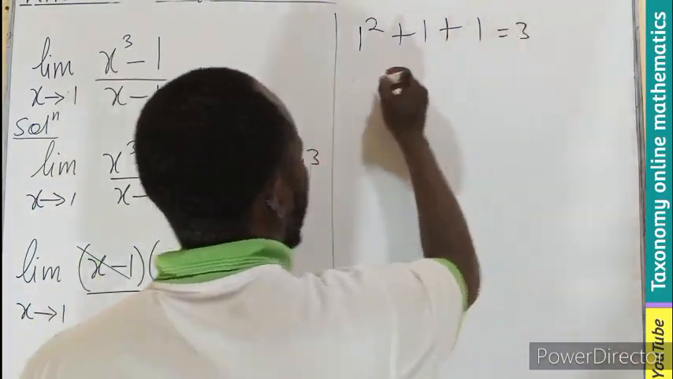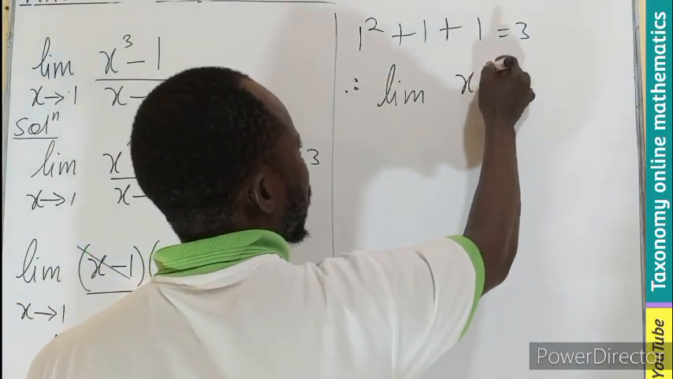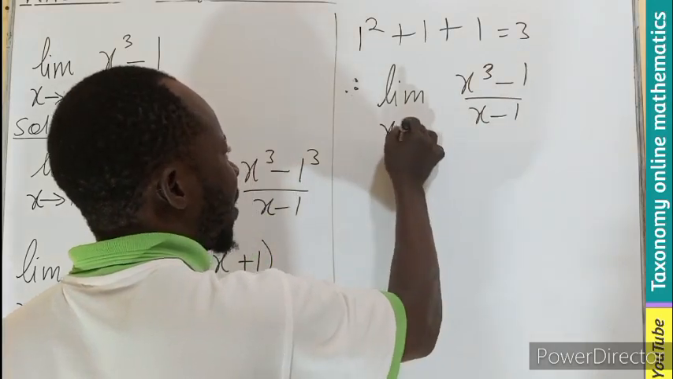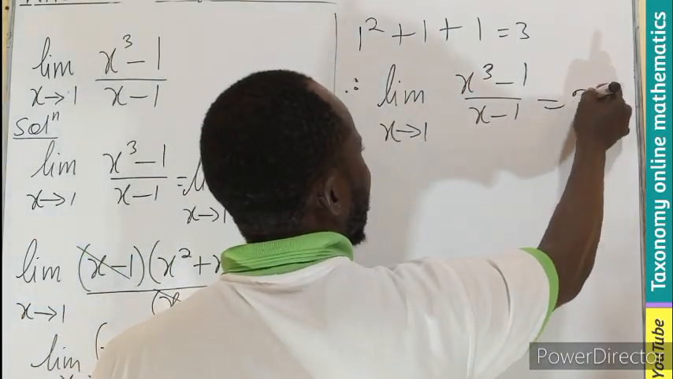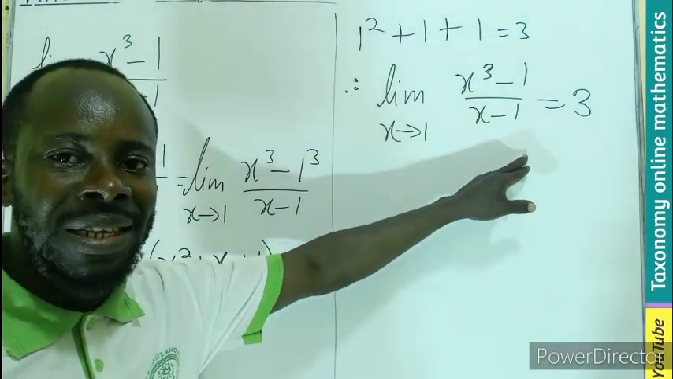This will be 3. Therefore, the limit of x to the power 3 minus 1 over x minus 1, as x is approaching 1, is nothing but what? 3. And I'm sure with this video, you'll be able to get a concept of how we get the 3.